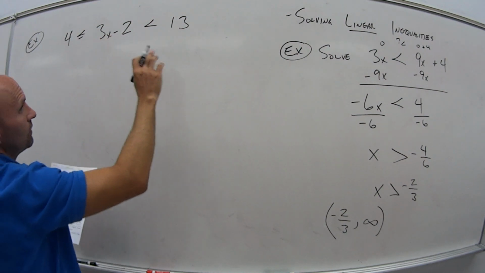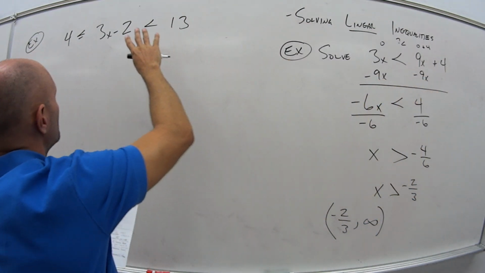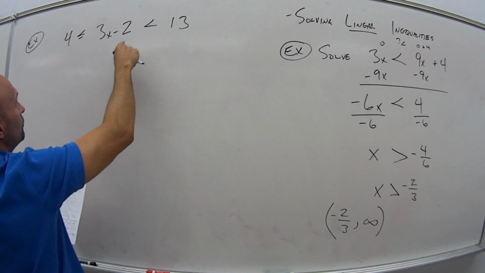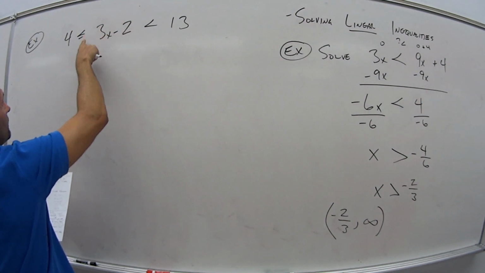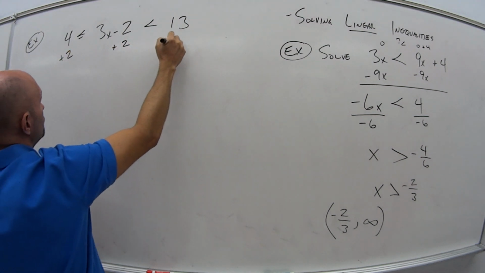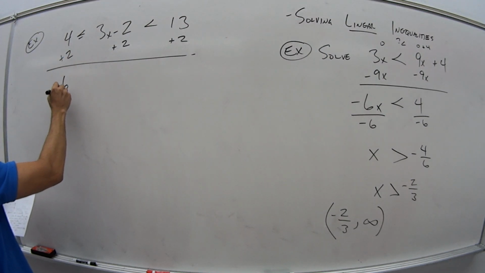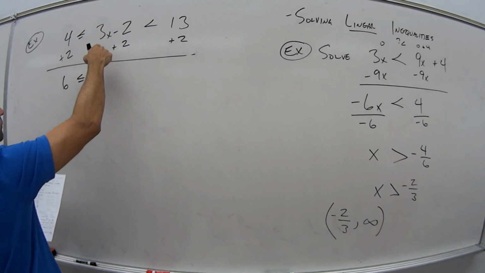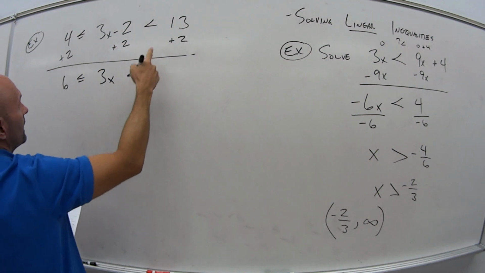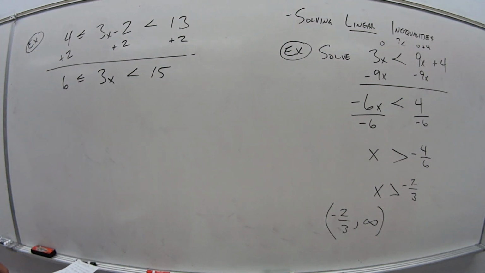So over here I subtracted 9x from both sides. I'm going to solve these the same. I want to get x by itself. The only difference is I'm going to have to do it in 3 pieces. So to get x by itself, what do I have to do? First I have to add 2. So I'm going to add 2 everywhere. And when I do that, what do I get? 4 plus 2 is 6, less than or equal to, 2's cancel, so 3x, and then less than 13 plus 2 is 15.